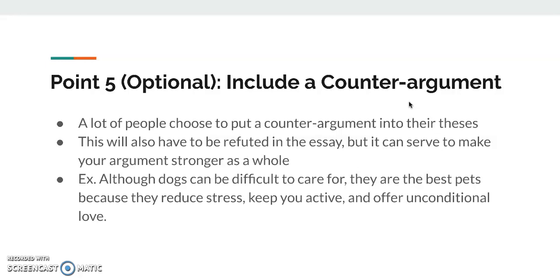So if we take a look at the example here, although dogs can be difficult to care for, they are the best pets because they reduce stress, keep you active, and offer unconditional love. So what I've changed here is just the beginning part, although dogs can be difficult to care for. So that would be the counter-argument. It'll have to be refuted at some point, but the whole idea behind it is that these 3 benefits I listed will outweigh the fact that they can be difficult to care for.